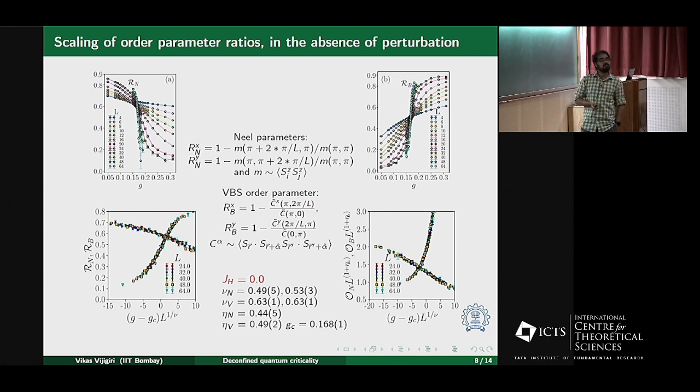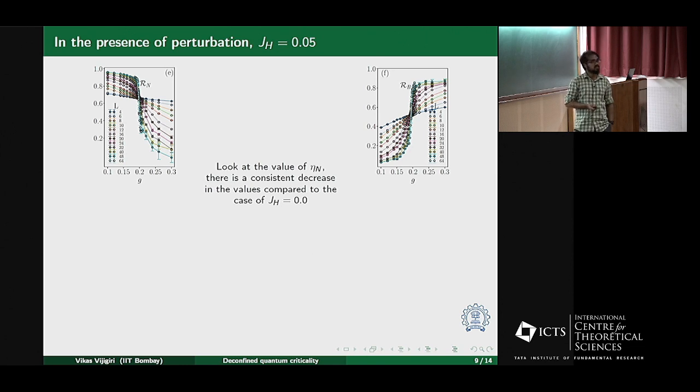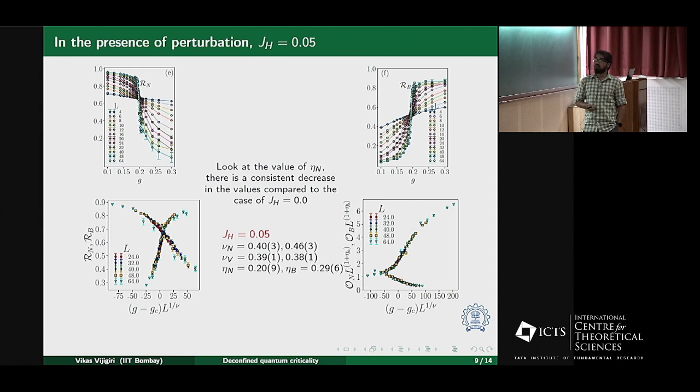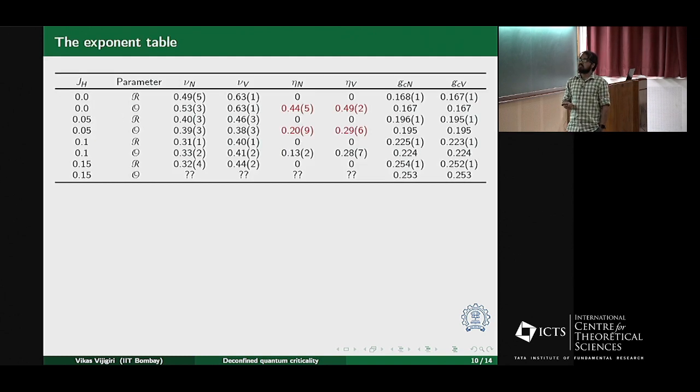The second thing is, if I put in a finite perturbation, what is the scenario? Plots look very similar, but if we try to collapse the data, the scenario is quite different. The dynamic exponent, for example, the critical exponent, is reduced consistently, both in the Néel phase and the VBS phase. So this points to a different universality class. Actually, this is the SU2 universality class.